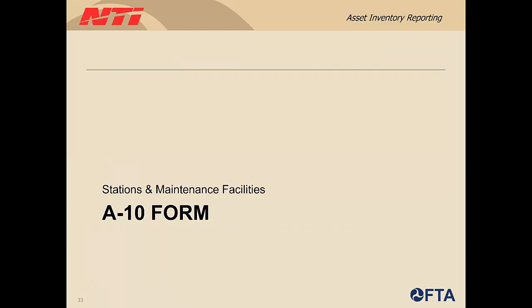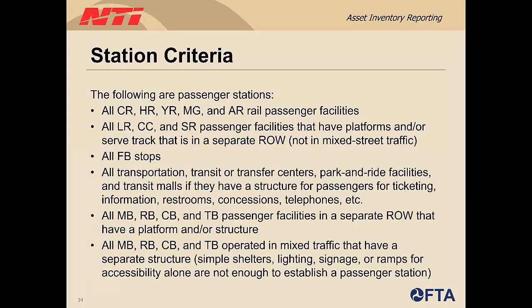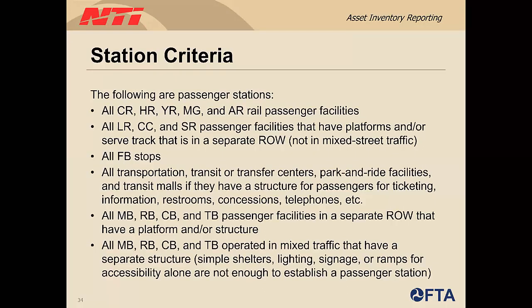Okay, so the next half of the presentation is going to be reviewing each of the asset forms that your agency reports to the NTD. So we're going to start with the A10 Stations and Maintenance Facilities form. The A10 captures a count of passenger stations and the type and number of maintenance facilities used for public transit.